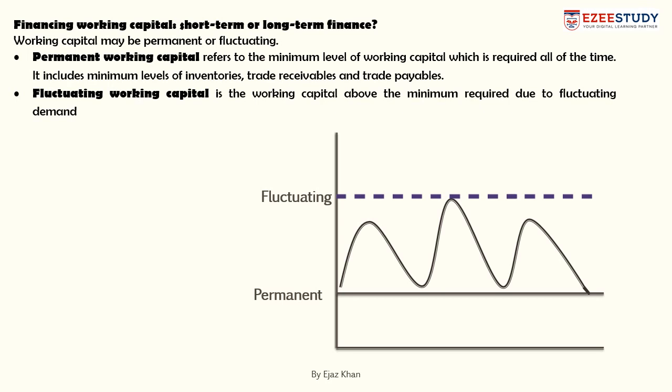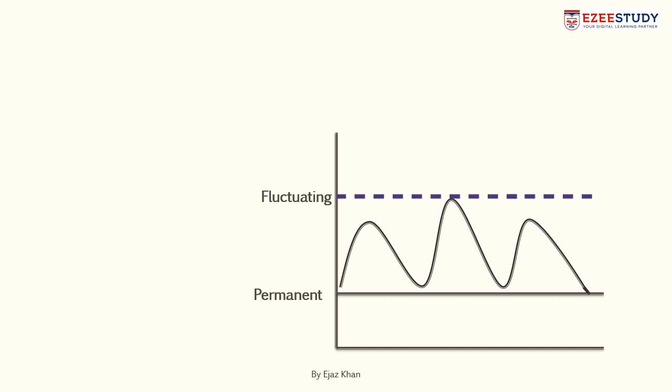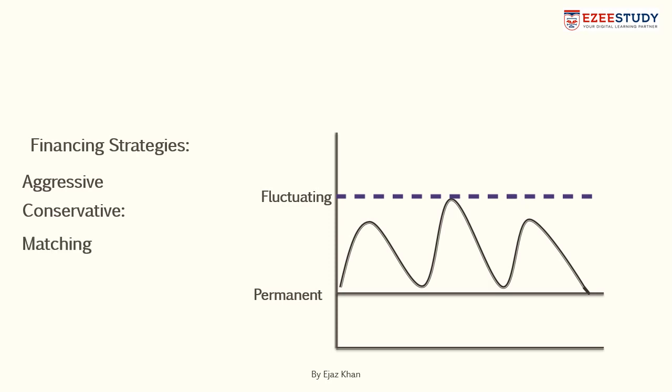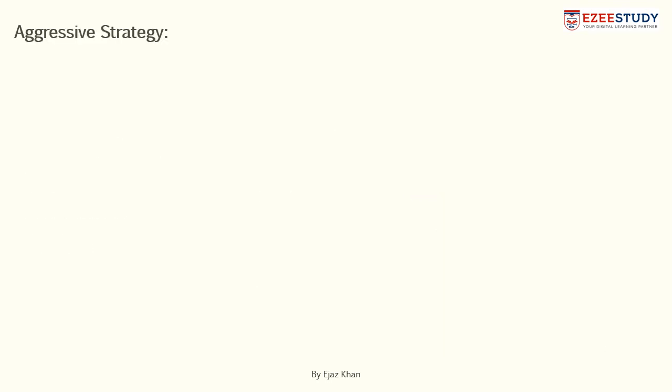So to finance the working capital, there will be three strategies, unlike the investing strategies where there were only two strategies, the aggressive one and the conservative one. So it's very important in the exam to identify whether the investing side of the working capital has been asked or it's the financing side of the working capital. The difference between the two is that there we had two strategies and here we have got three strategies: the aggressive, the conservative, and the matching strategies. So let's now first discuss the aggressive strategy.